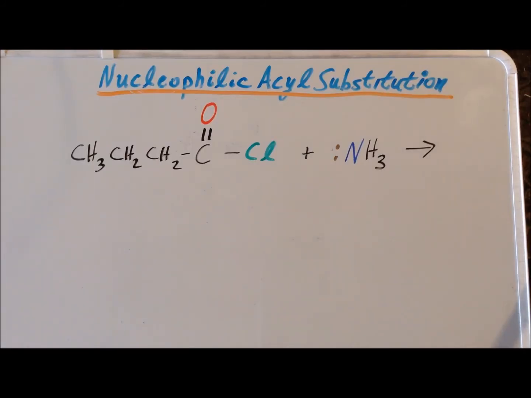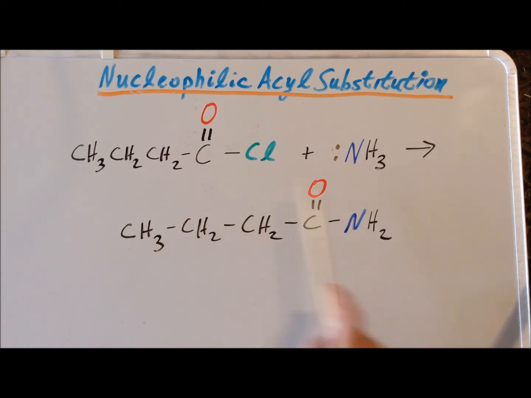For our final set of examples, we're going to have the reaction of ammonia with butyryl chloride. So this is the acid chloride derivative of butyric acid. And now, as a self-test, you can pause the video and predict the major organic product. And then once you've come up with your answer, you can restart the video to see if you got the correct answer. Welcome back. The major organic product is going to be butyramide, the amide derivative of butyric acid.